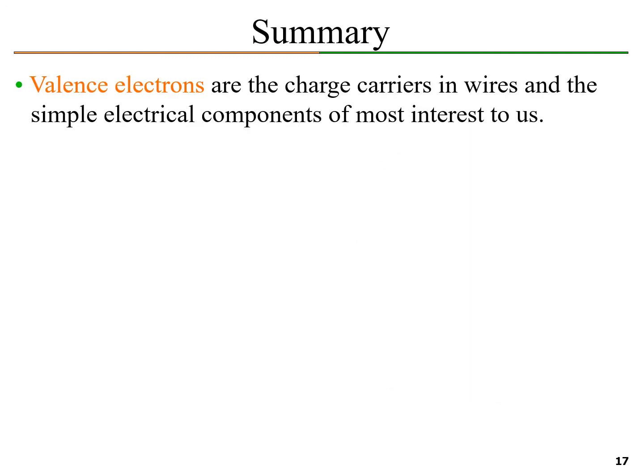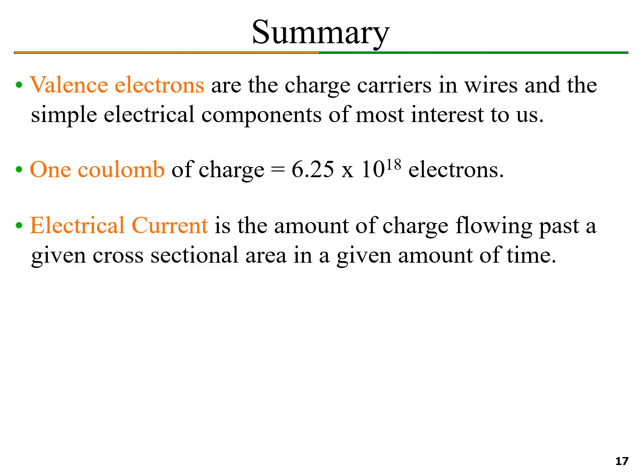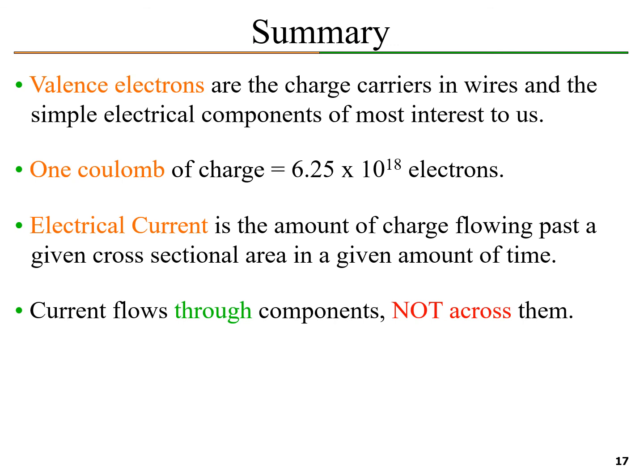In summary, valence electrons are the charge carriers in wires and the simple electrical components of most interest to us, for example, resistors and capacitors and inductors. 1 coulomb of charge is equal to 6.25 times 10 to the power 18 electrons. Electrical current is the amount of charge flowing past a given cross-sectional area in a given amount of time. Current flows through components, not across them. Please don't say that the current across a component is a certain value.